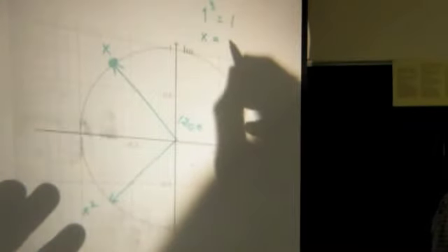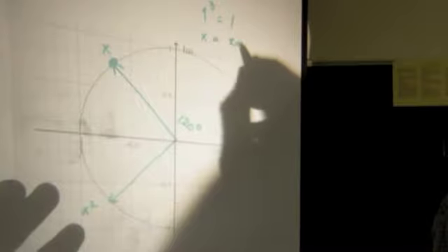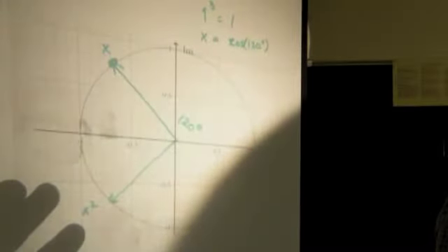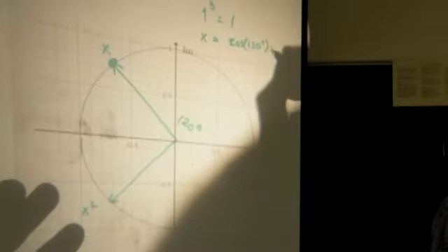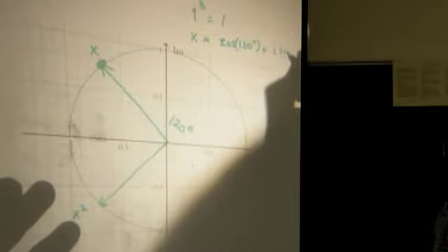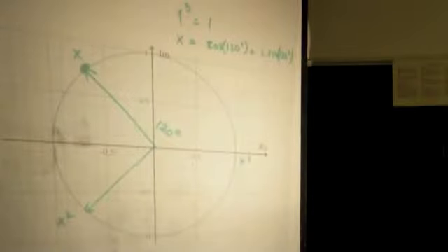which is equal to the cosine of 120 degrees. I'm doing this because many of you guys aren't real comfortable, including myself sometimes, with radians. Plus i times the sine of 120 degrees. So there's another cube root for 1. Check it out.